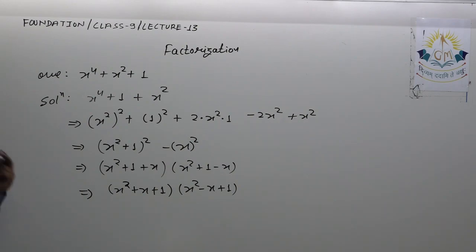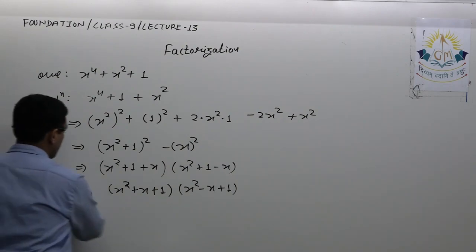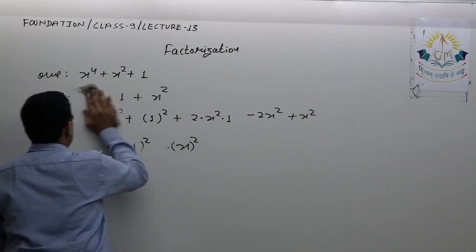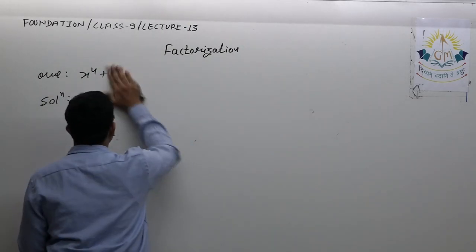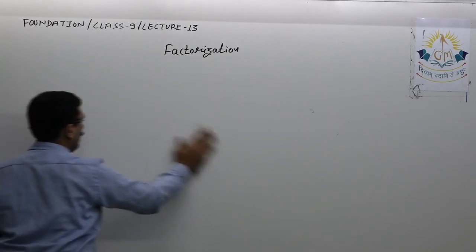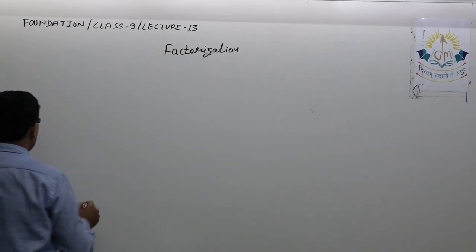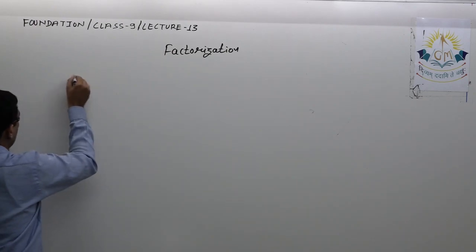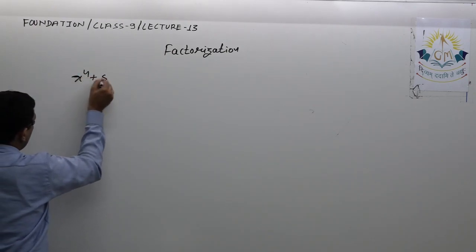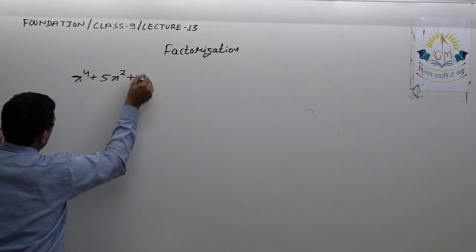Now we'll see the next question. I will give you one more question of almost similar type. So next is x raised to 4 plus 5x square plus 9. x raised to 4 plus 5x square plus 9.